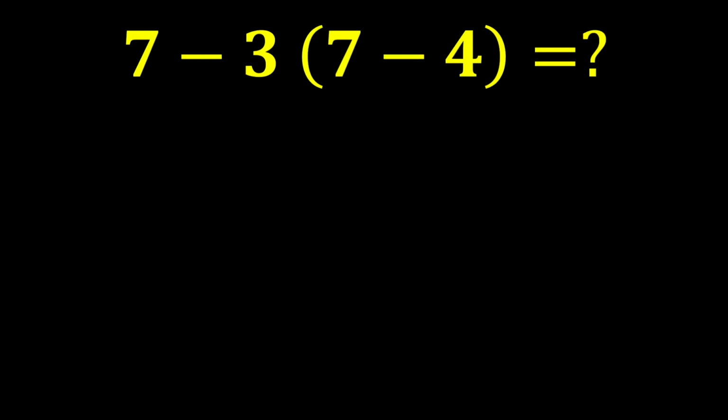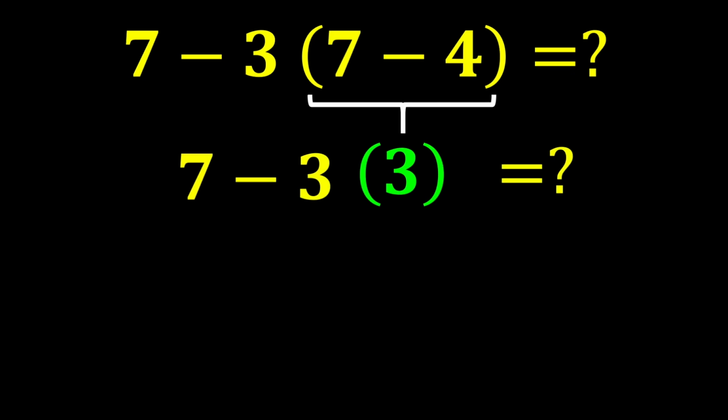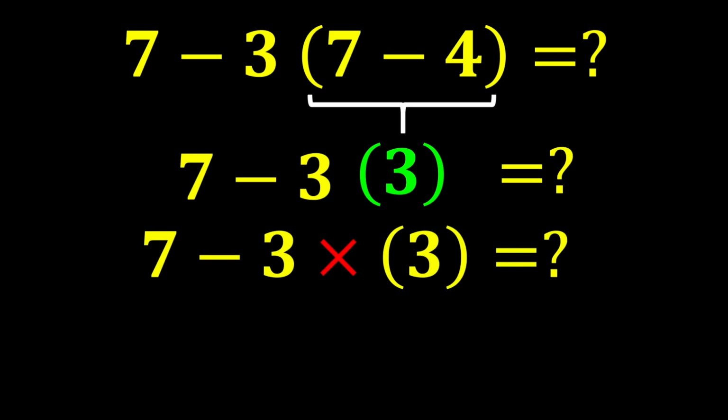7 minus 3 times (7 minus 4). According to PEMDAS, we first calculate the parentheses, 7 minus 4 gives us 3, and the expression becomes 7 minus 3 times 3. In mathematics, when a number is written next to parentheses, it means that the number is multiplied by the expression inside the parentheses. However, for simplicity, we usually do not write the multiplication sign.